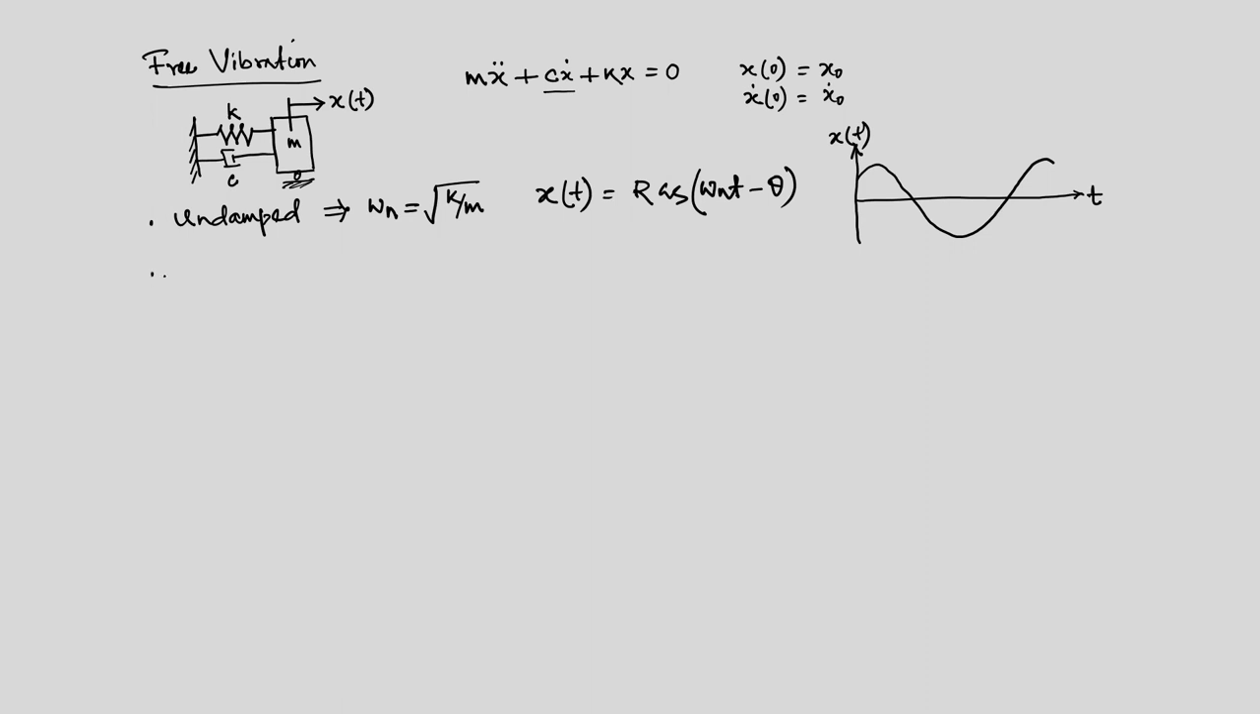Now, the second case where we have damped condition, then we defined another parameter eta, that is the critical damping parameter, which is c by c r. c r is the critical damping. So, the ratio of the damping with its critical damping is the damping ratio, critical damping ratio. So, if this is 1, we have critical damping. If it is greater than 1, we have over damped system. And if it is less than 1, we have under damped system.